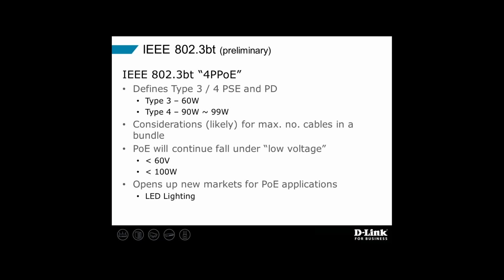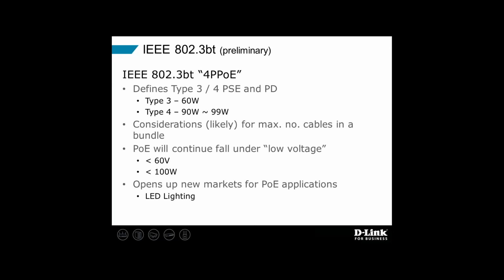So a little bit more on BT, 4-pair power over Ethernet. I didn't mention types 1 and 2 earlier when we talked about 802.3 AF and AT. The new standard will define two new types of PSE and PD, type 3 and type 4. Type 3, in all likelihood, achieving 60 watts at the PSE interface, and type 4, somewhere between 90 and 99 watts, I believe, is what they are looking to do in the IEEE standard.